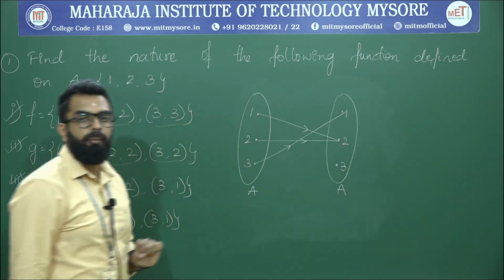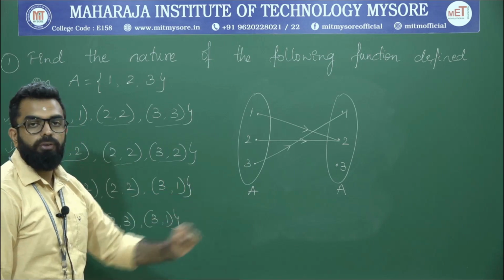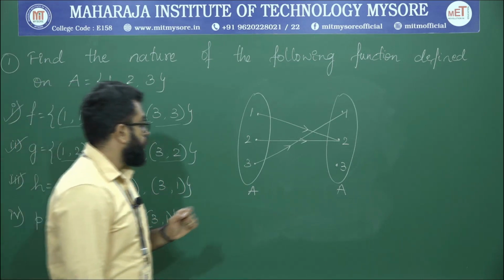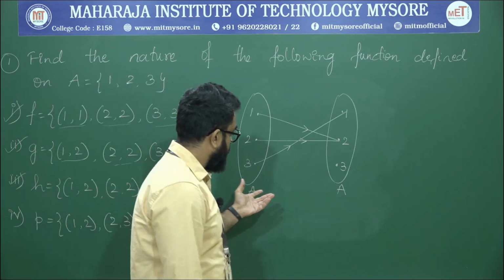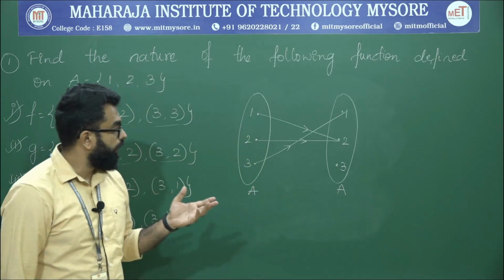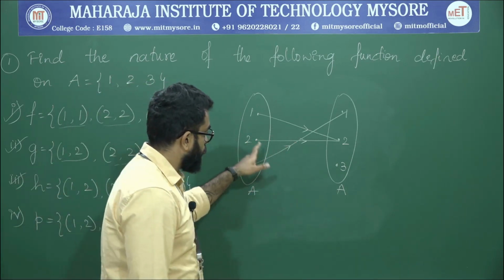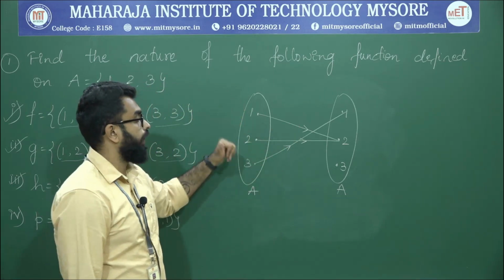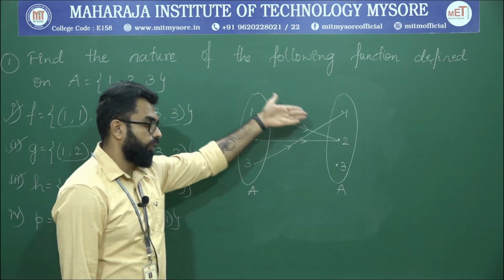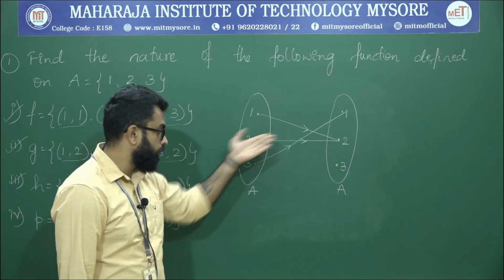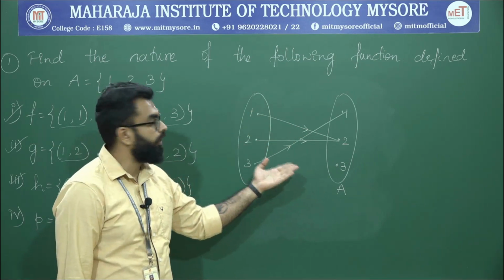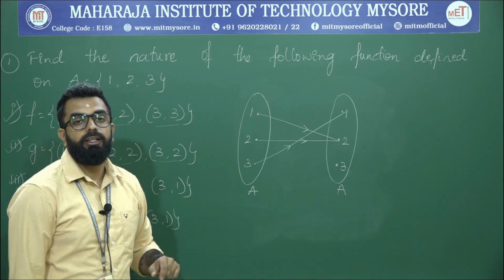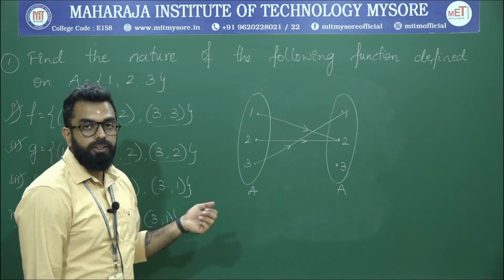Now this is the mapping that we can identify with the help of the arrow diagram. If you carefully observe this, what do we understand? What do we identify? 1 is mapped to 2, 2 is mapped to 2, and 3 is mapped to 1. Is it an identity function? No, it cannot be an identity function, because 1 is not mapped to 1, 2 is mapped to 2, but 3 is again not mapped to 3. So it cannot be an identity function. What about a constant function?